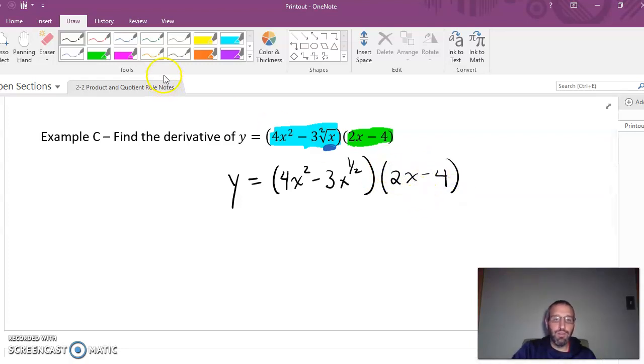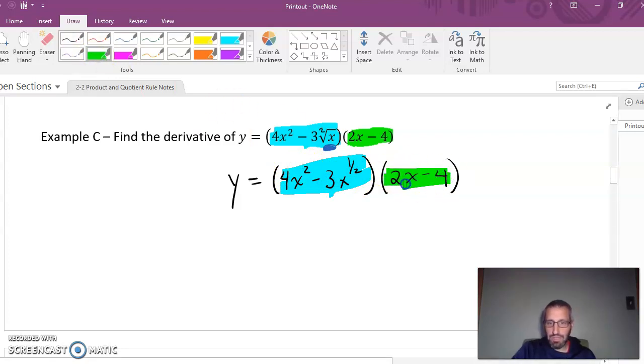Do you remember doing that? Now this is what I'm going to let my 1 function be, and that'll be my 2 function. All right, let's try it. So I'm going to do y prime. Y prime equals 1 d2 plus 2 d1.